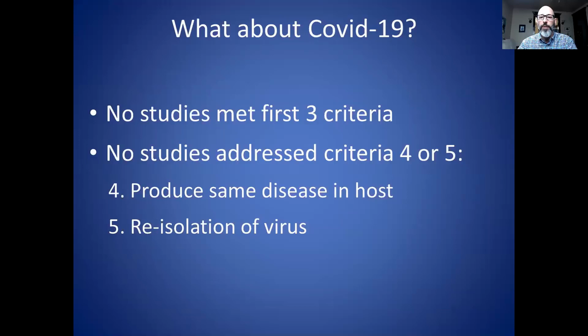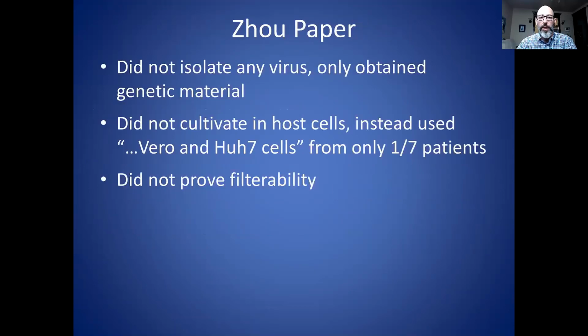So if criterion 4 and 5 were never attempted, you can already, just from that, conclude that it has not been proven, fairly confidently, that this is a cause of any illness. But let's look a little bit closer. So the Zhao paper, they didn't isolate any virus. Once again, they obtained genetic material as described in the previous procedure. Number 2, they did not cultivate in host cells. They used, once again, Vero cells and this other HUH7 cells, but they only did this in 1 out of the 7 patients, and they did not prove filterability.